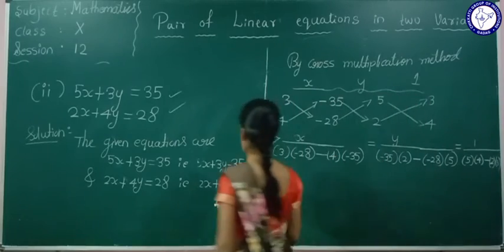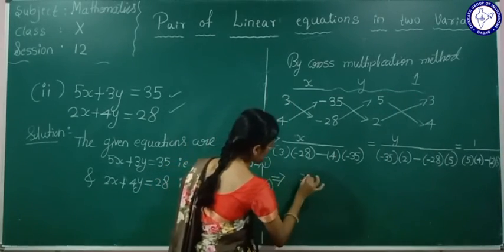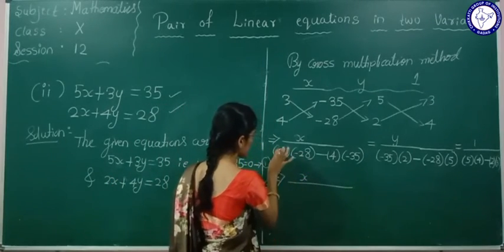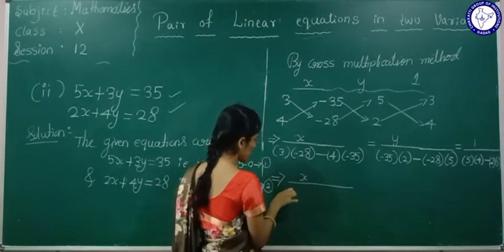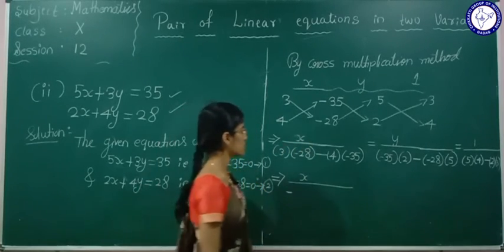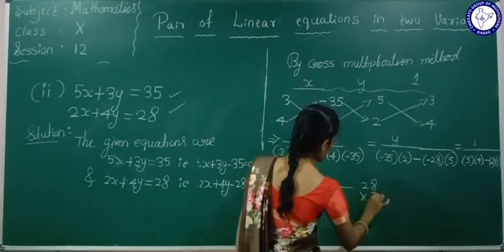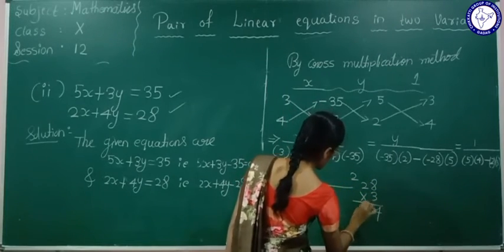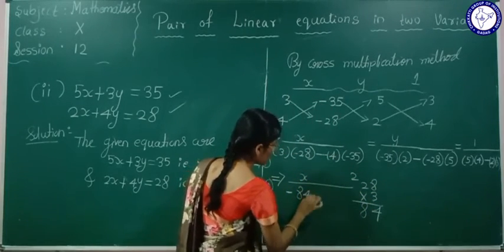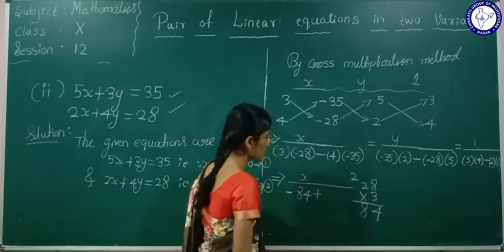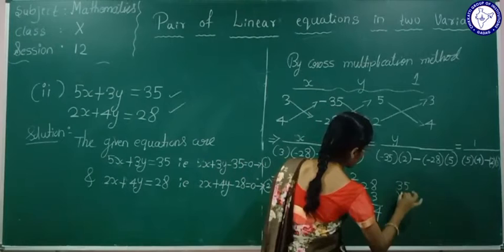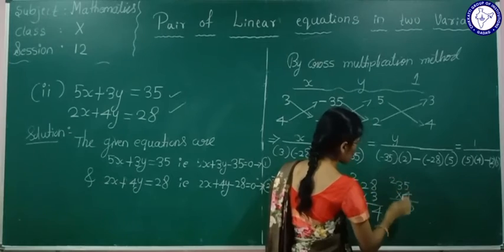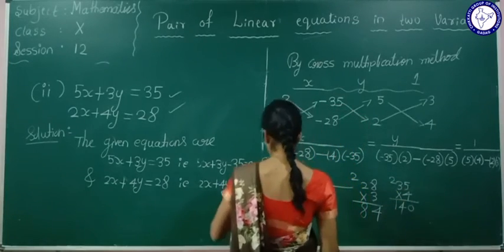So this implies x divided by... When we multiply a positive integer with a negative integer, definitely the answer will be a negative integer, no? Yes. What is 28 threes? 8 threes are 24, 3 twos are 6, 6 plus 2 is 8, that is minus 84. What is minus minus? Minus minus is plus. What is 35 fours? 5 fours are 20, 4 threes are 12, 12 plus 2 is 14, that is 140.